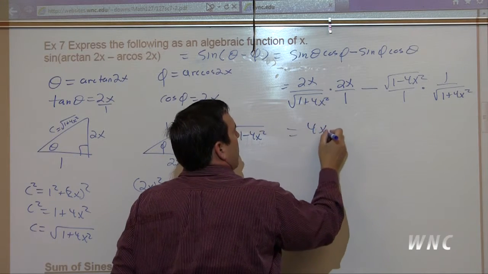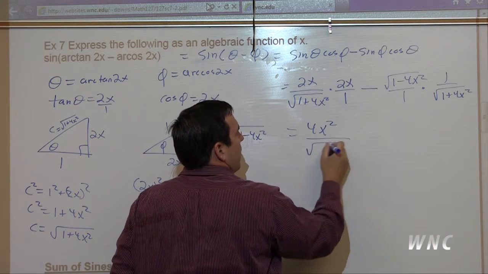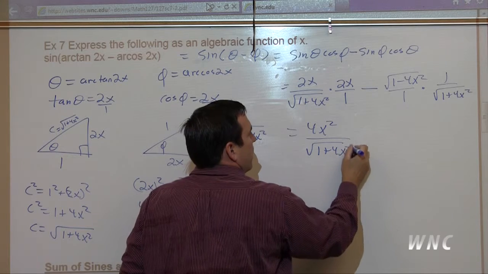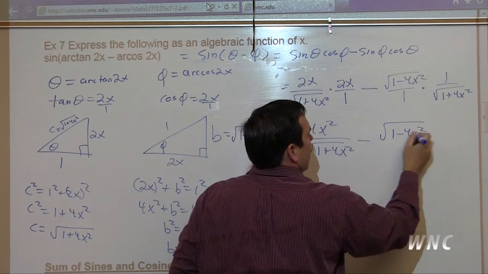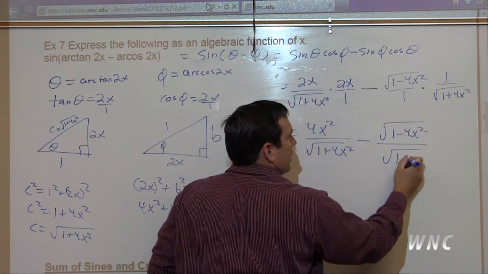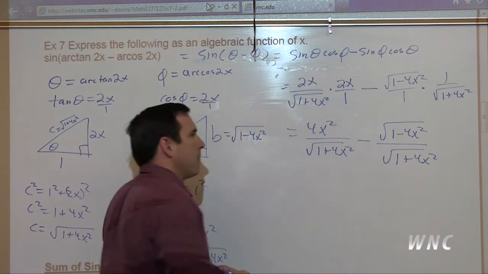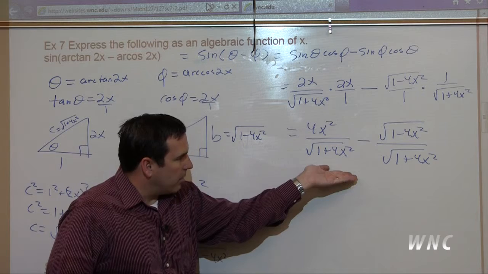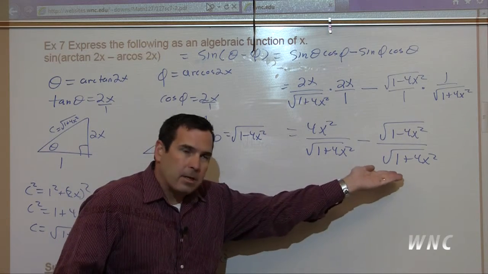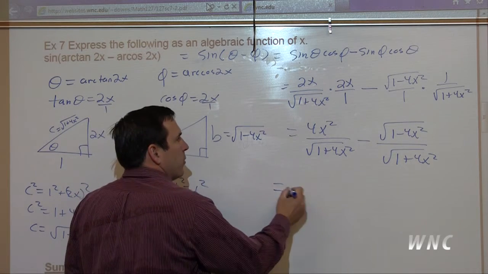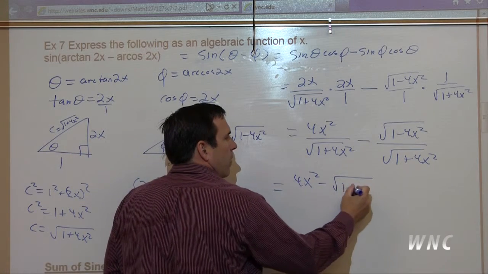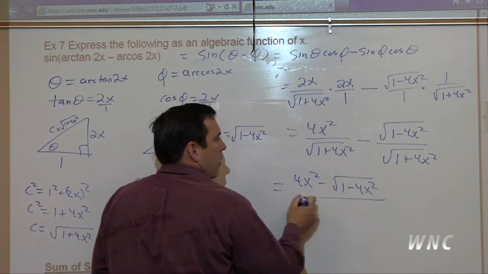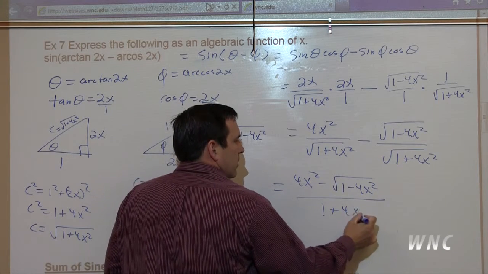So 4x squared over the square root of 1 plus 4x squared minus the square root of 1 minus 4x squared over the square root of 1 plus 4x squared. So that's the next step there. Notice they have the same denominator, so we could bring them together in the numerator. 4x squared minus the square root of 1 minus 4x squared over 1 plus 4x squared.